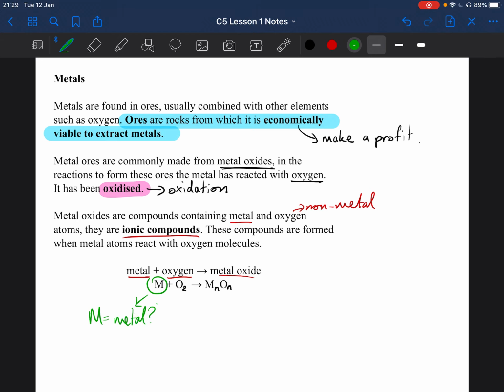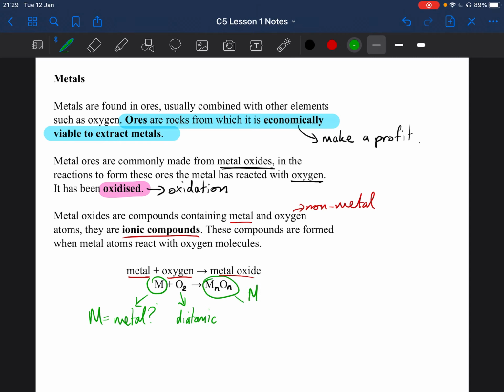Because capital M isn't actually a symbol on the periodic table, we can use it. So if we're saying a metal reacts with oxygen, we can give it the symbol M. This is the standard symbol for oxygen. Oxygen is diatomic. It goes around in pairs to become more stable. And then this here is the symbol for a metal oxide.